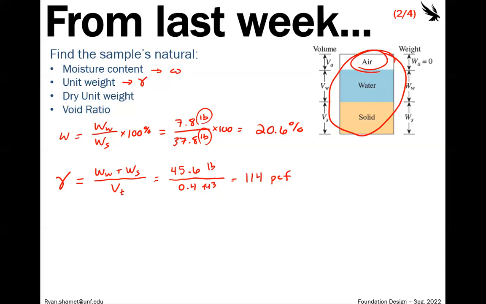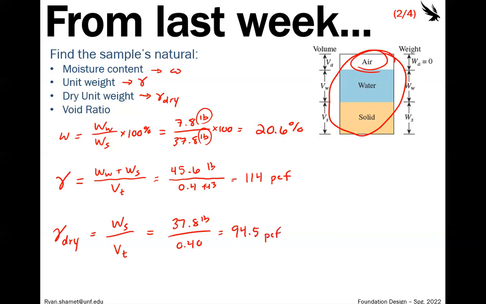The other thing we can find too is the dry unit weight. That's just going to be gamma dry. This is just the weight of the solid divided by the total volume, so this is whenever all the water is evaporated out. We were told that number, 37.8 pounds divided by 0.4, and this is 94.5 pounds per cubic foot. So you could do it that way.